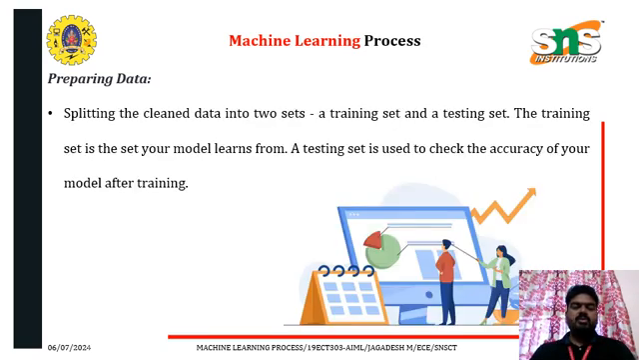Then the third process is actually part of preparing data itself. There is splitting. Splitting the cleaned data into two sets, that is a training set and a testing set. A training set is the set your model learns from. A testing set is used to check the accuracy of your model after training.